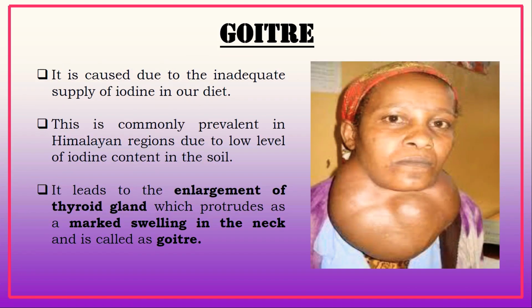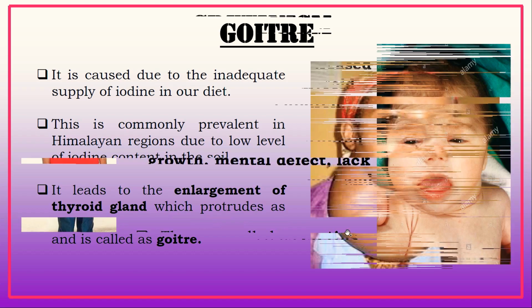So what is goiter? It is caused by an inadequate supply of iodine in our diet, and it is normally prevalent in the Himalayan region where the soil iodine content is very low. This leads to the enlargement of the thyroid gland, which protrudes as a marked swelling in the neck region, which is called goiter.